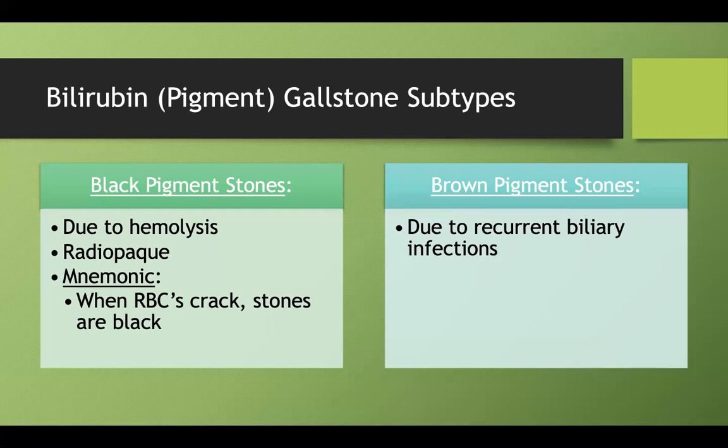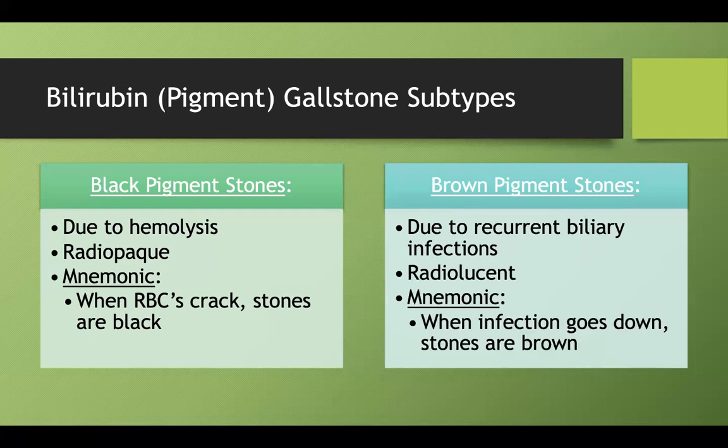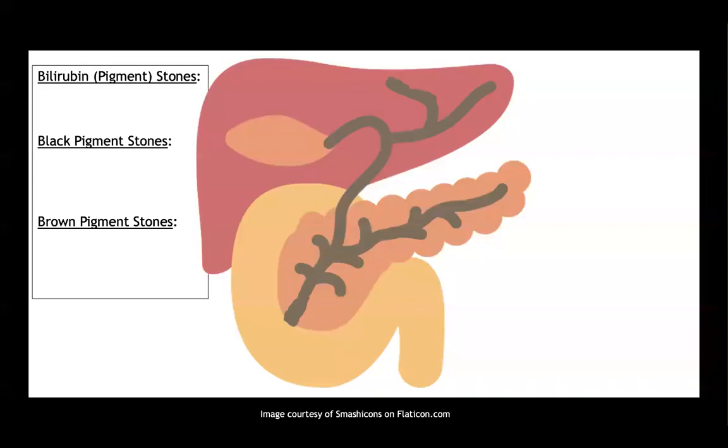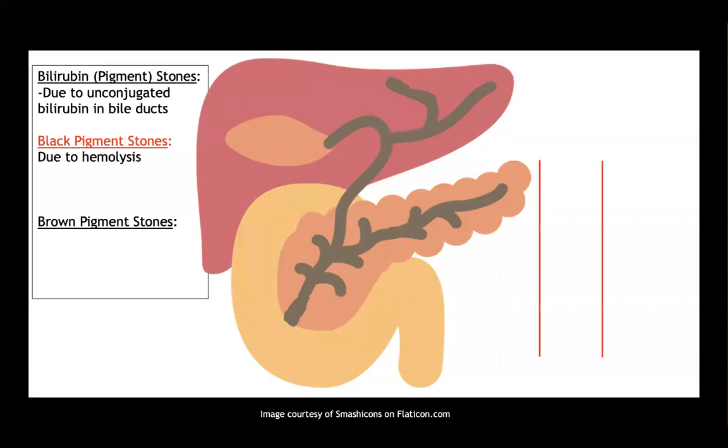Brown pigment stones, on the other hand, are because of recurrent infections in your biliary tree. These are radiolucent, so they're translucent. And again, the mnemonic I remember for this is when the infection goes down, the stones are brown. So let's show this in a picture format so it can reinforce it. So bilirubin stones in general are both caused by unconjugated bilirubin making it into your bile duct. Black pigment stones form because of hemolysis.